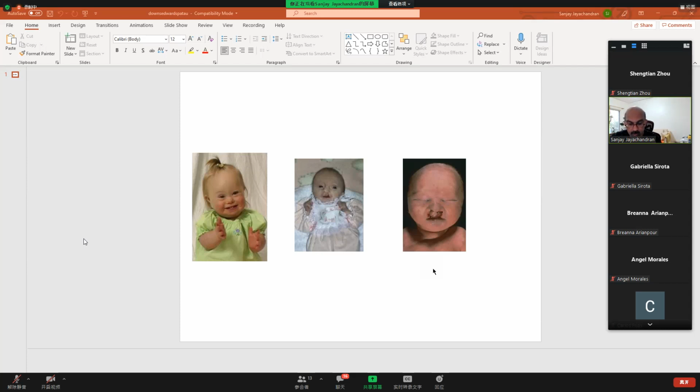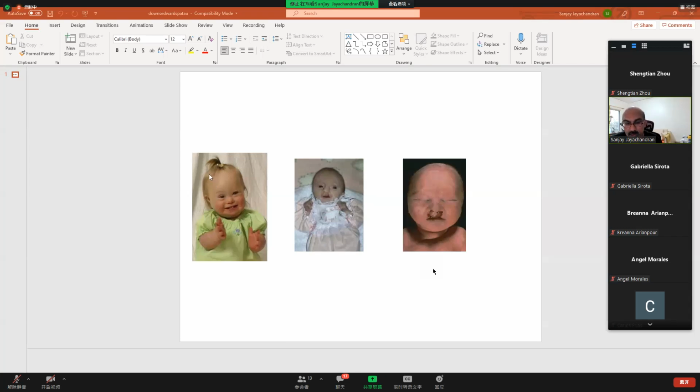21 is Down syndrome. What are the symptoms? Remember, you have a whole extra chromosome with hundreds of genes, right? Anybody know what the symptoms are? I think cognitive impairment. Yeah, cognitive impairment, very good. And some physical problems too.